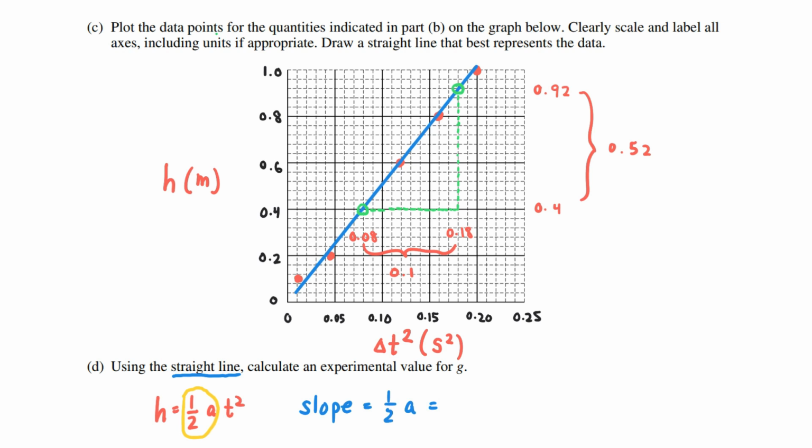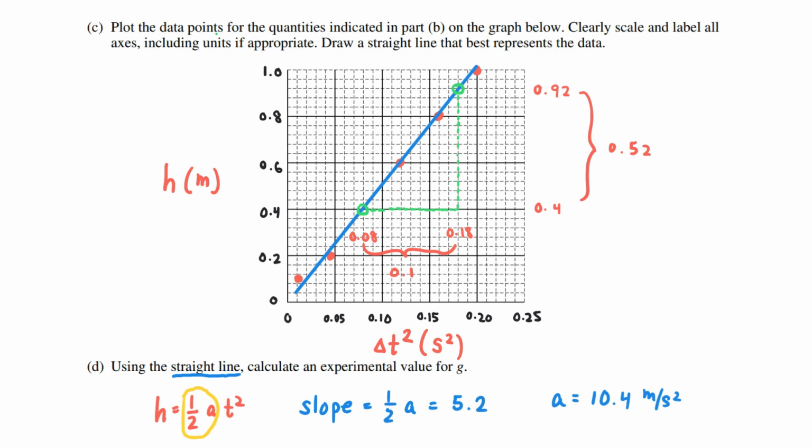And so now the slope of that line would just be the rise divided by the run, which is 0.52 divided by 0.1. And that is just 5.2. So down at the bottom, the slope is equal to 5.2. And from the kinematic equation, the slope is equal to 1/2 of the acceleration measured in this experiment. So in order to actually calculate an experimental value for g, I would need to double the answer that I got for the slope. So the acceleration measured in this experiment is 10.4 meters per second squared.